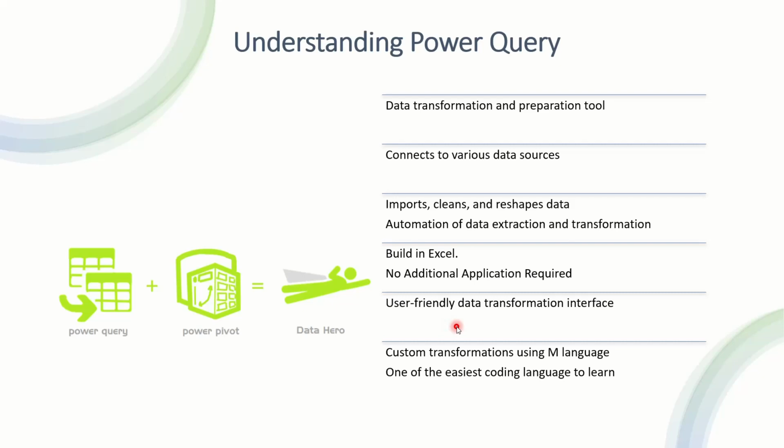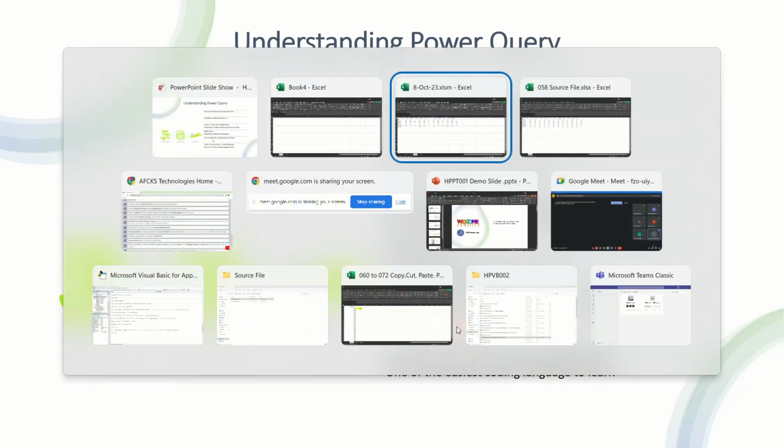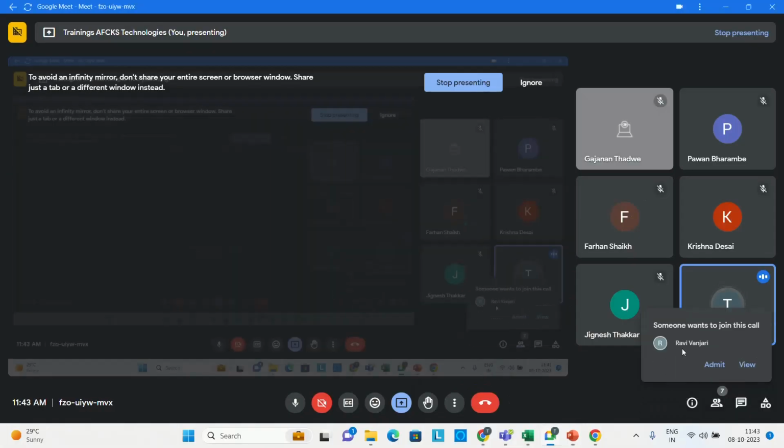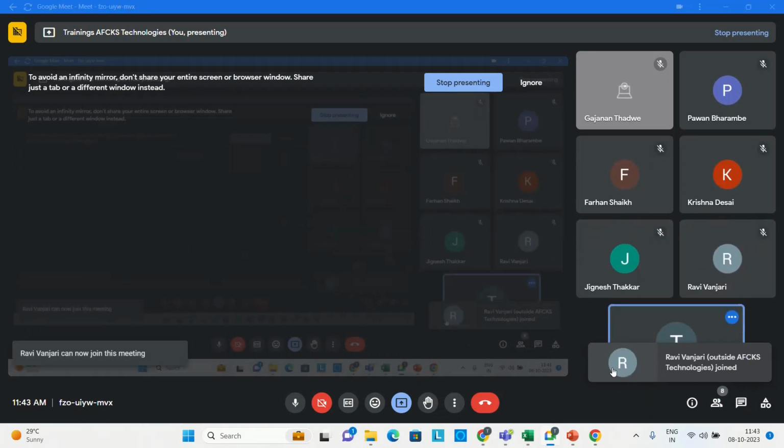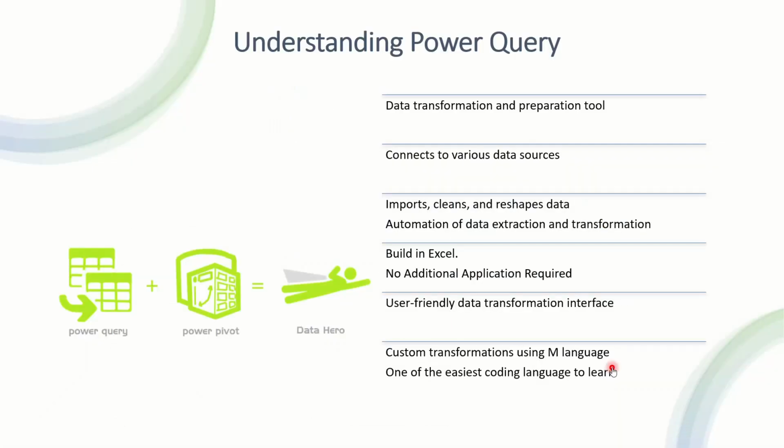You can tell people, you can mention in your resume that along with Excel macros, you are also aware of Power Query and you have M language skill. Let me check who has joined. Okay, it's Ravi. The language used in Power Query is known as M language. After VBA macros, this is also one of the easiest coding languages that you can learn.